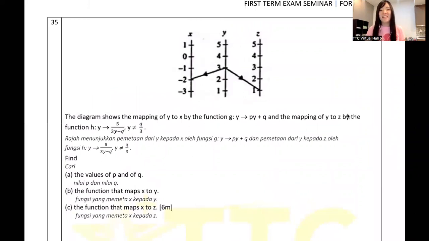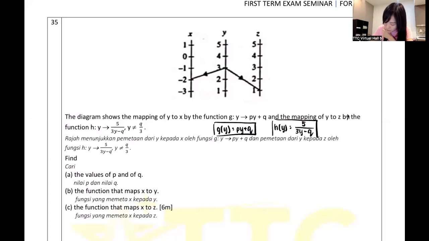Question 35. So 35, okay, they say, the diagram of this one shows the mapping of y to x using g(y), equation is py plus q. Okay, guys, they give me one equation. Next one, they say, mapping y to z using h(y). h(y) equation is this one, 3y minus q. Then they give me 2 equations. So after that, A, they say what? Find the value of P, find the value of Q.